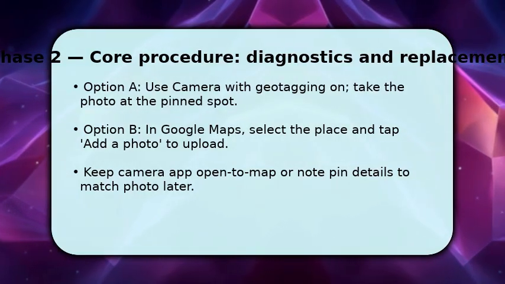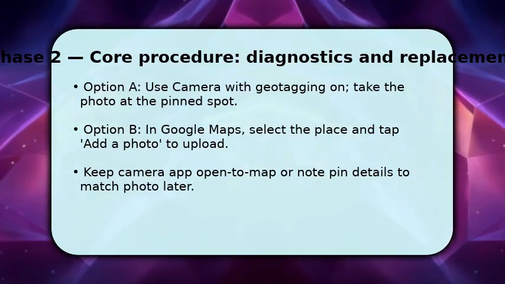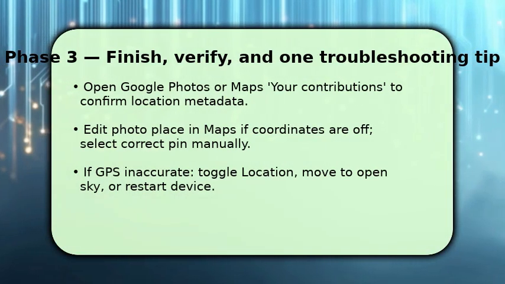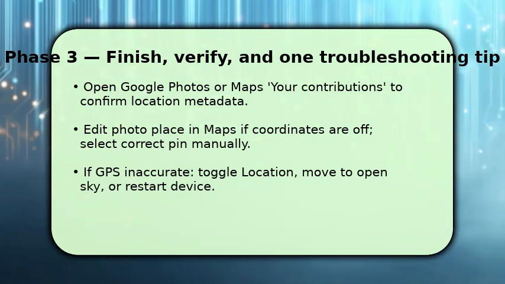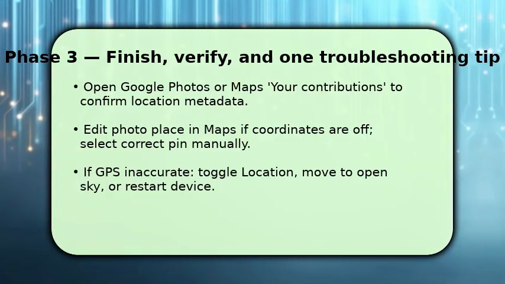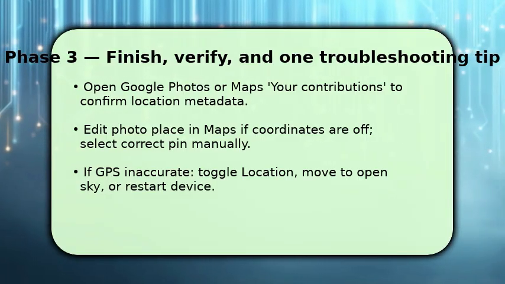Finally, verify the link between photo and map. Check the image in Google Photos or in Google Maps under your contributions to confirm the location tag. If it's off, edit the place in Maps or reassign the photo to the correct pin manually.